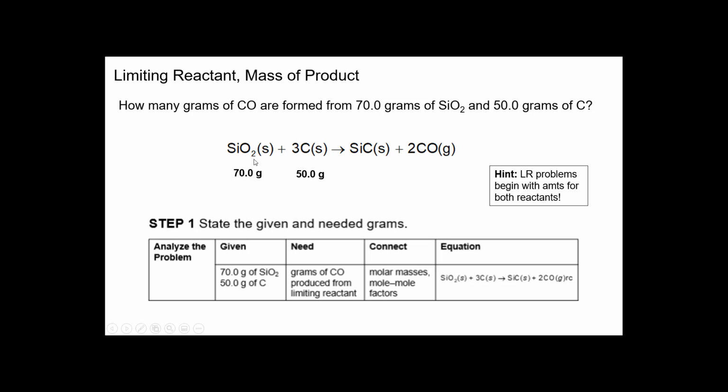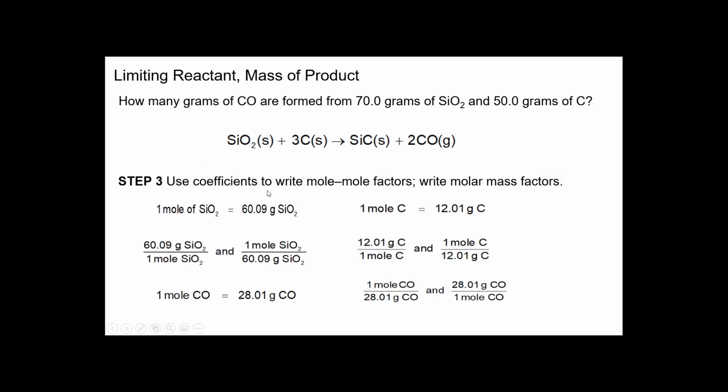So here I pulled out the amounts like I always do when I'm working on balanced equations so I can see what I have. Carbon monoxide is the one that we need to know how much is produced. So our given is here. We need to get to grams of carbon monoxide, and we're going to have to use the molar masses and mole to mole factors based on this equation. So again, here's my hint. If you're given both amounts of reactants, it's a limiting reactant problem.